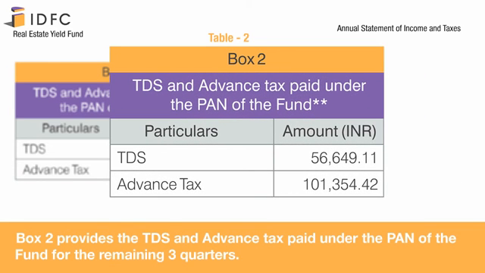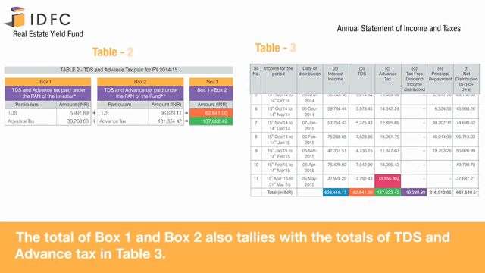Box 2 provides the TDS and the advance tax paid under the PAN of the fund for the remaining 3 quarters. The total of Box 1 and Box 2 also tallies with the totals of TDS and advance tax in Table 3.